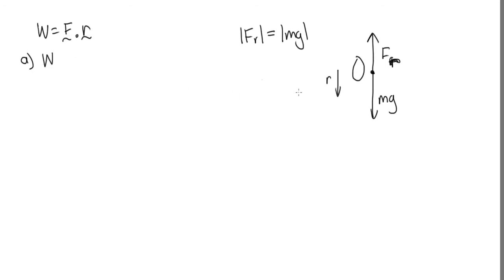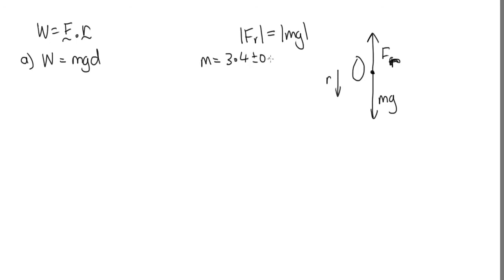So in this case, the gravitational force and the displacement are in exactly the same direction, so we're going to get a positive answer. So in other words, the gravitational force is doing work on the raindrop, which means it's causing the raindrop to gain energy. So this is equal to F, which is the weight force, mg, times R, which in this case is the distance fallen.